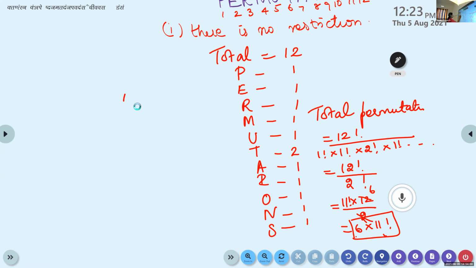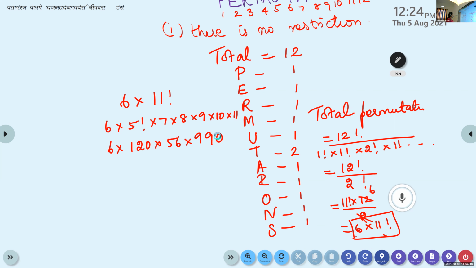What is 6 into 11 factorial? We can write this as 5 factorial into 7 into 8 into 9 into 10 into 11. So 6 into, what is 5 factorial? 120 into 56 into 990. Is it correct? Now again, what is 6 into 120? 720 into 56 into 990. Now multiply and check the answer. Calculate it.